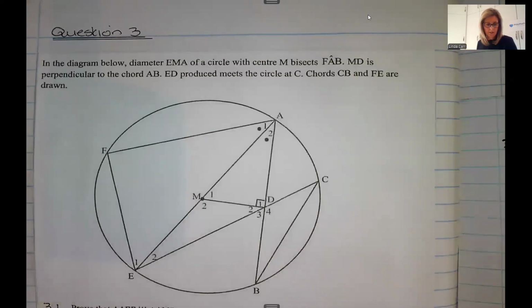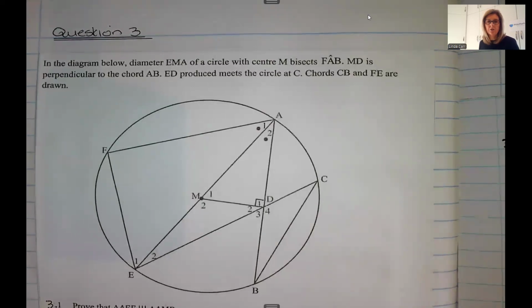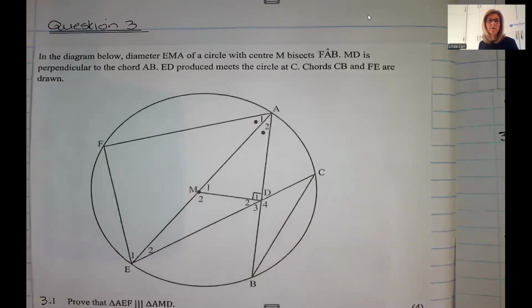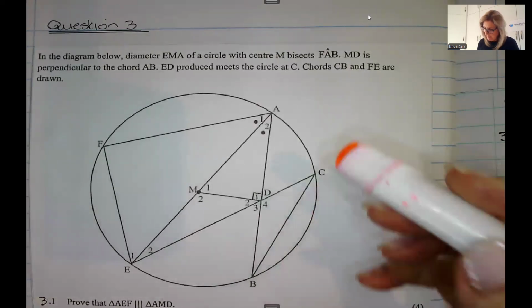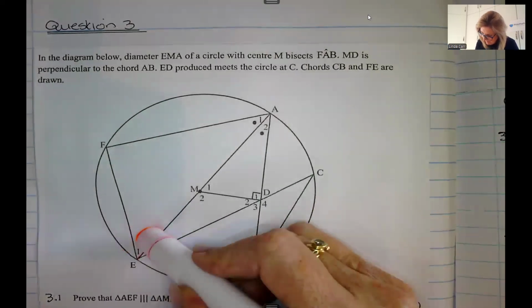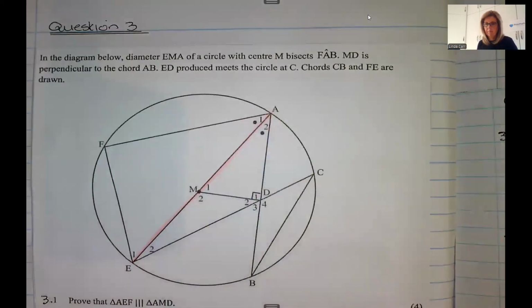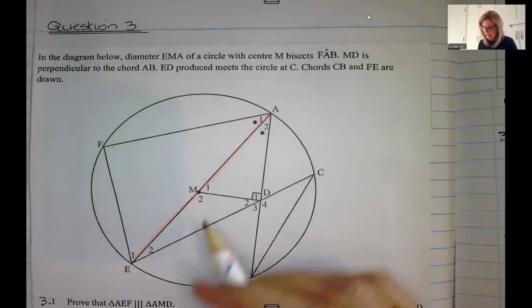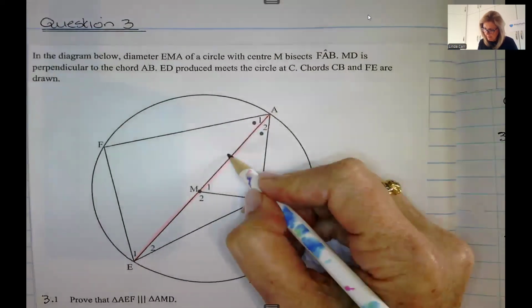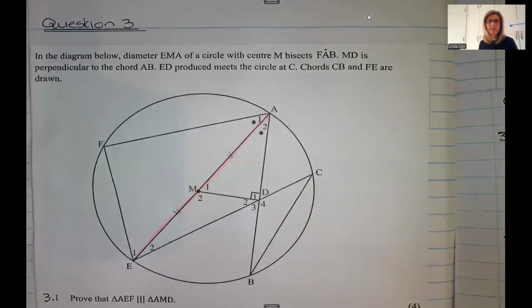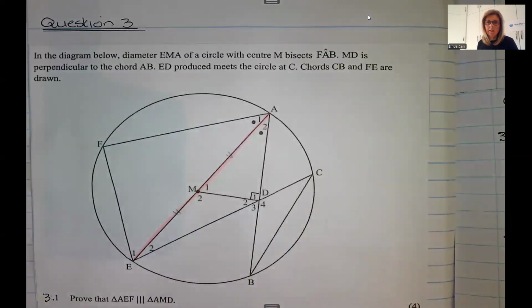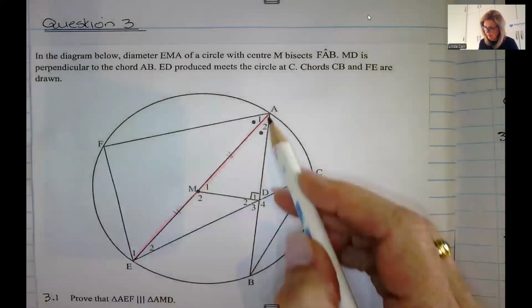Okay, let's go on with our Euclidean geometry, and we're going to have a look at question 3 now of my questions. In the diagram below, diameter EMA of a circle with center M. All right, so diameter EMA, circle with center M. So I know I've got radii, although I'm more interested in the diameter. Bisects angle FAB. FAB, there we go.